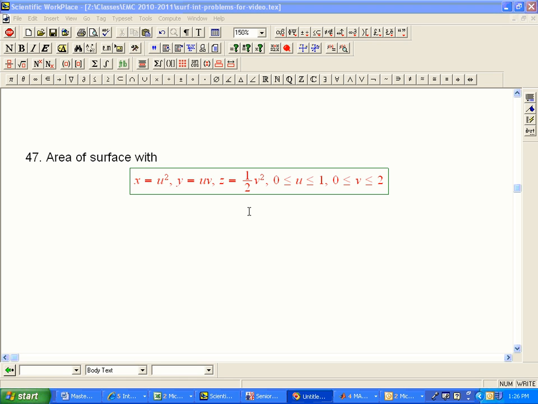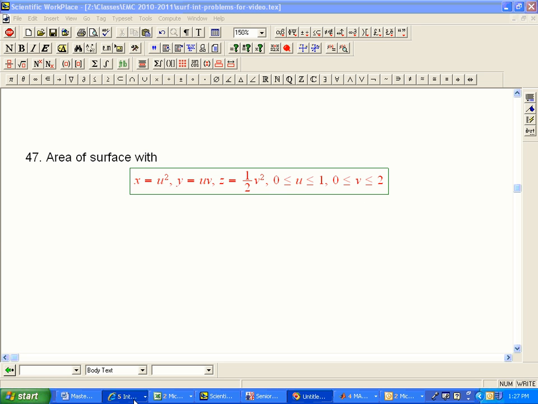Let's look at another surface area problem, and then I'm going to do a scalar surface integral problem as well. Let's look at the area of the surface. This is problem 47. X equals u squared, y equals uv, z equals 1/2 v squared, with u between 0 and 1 and v between 0 and 2.